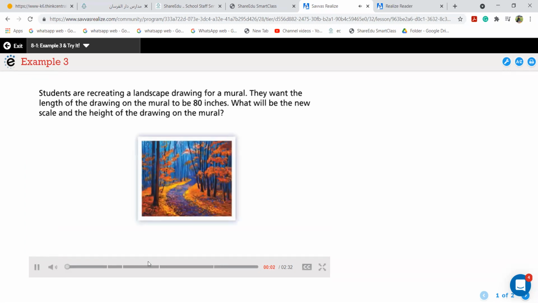Students are recreating a landscape drawing for a mural. The length of the drawing is 10 inches. The height is 8 inches. And the scale of the drawing to the actual landscape is 1 inch equals 4 feet.